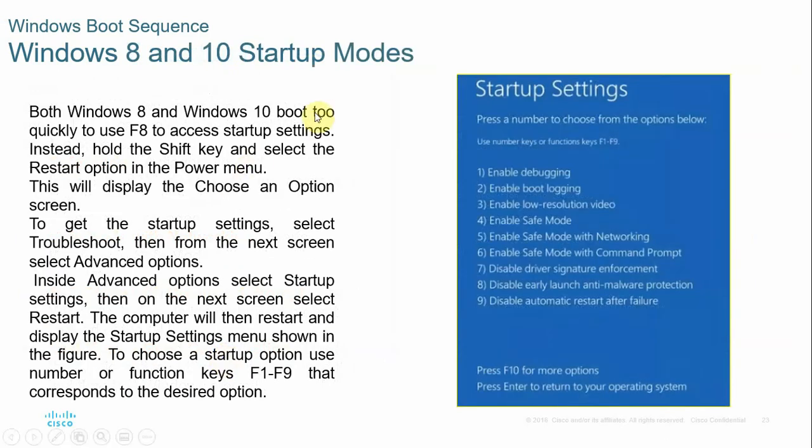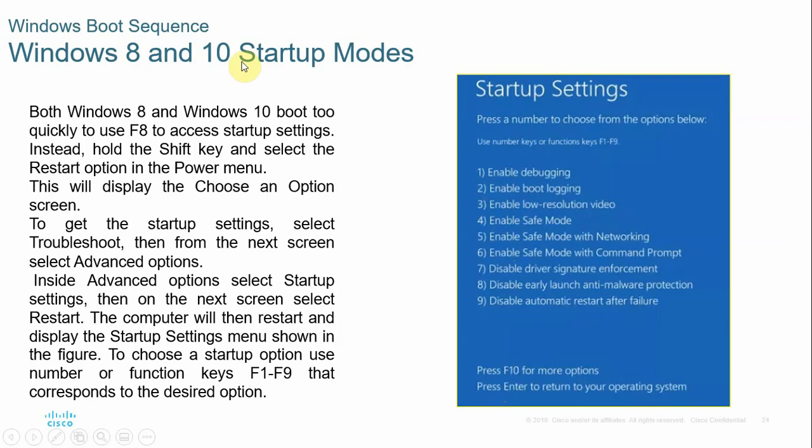And in Windows 8 and Windows 10, we have different types of startup modes. Since Windows 10 boots much more quickly than Windows 7, you have to be fast. You have to use F8 to access startup settings. This is called the startup settings, from F1 to F8. Each key has its own function. F1 is for enable debugging, enable boot logging, enable low resolution video, enable safe mode, up to disable automatic restart after failure. If you want to go for more options, you can press F10.